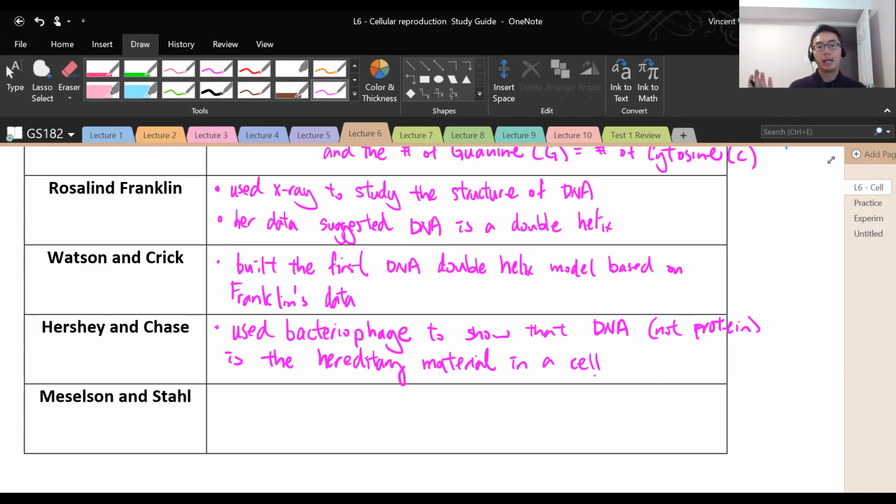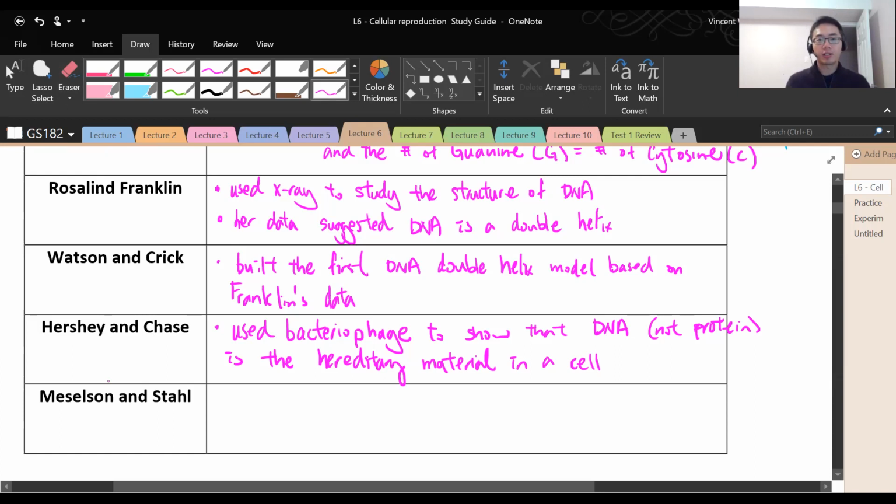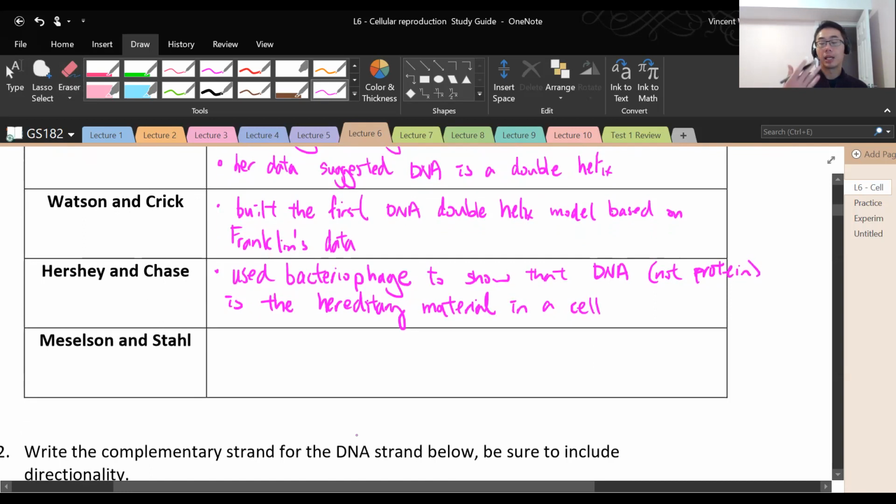On one hand, protein has 20 amino acids, so it seems like it's able to encode more information compared to DNA, which only has 4 different bases. And then there were arguments from both sides until Hershey and Chase did their experiment with bacteriophage, and they were able to show definitively that it is DNA that's responsible for encoding the hereditary material, which will be passed on to the next generation.